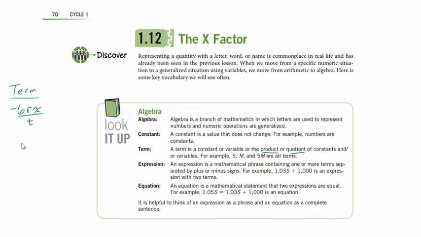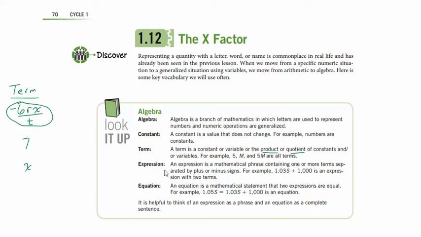If I have a constant like 7, that's a constant. If it's just a constant by itself, it's also a term. Okay, so a term is a constant all by itself, or a variable all by itself. Like if I just say x, that's a term. Or the product or quotient of constants and variables. Okay, so it could be more than one thing. Like this guy right here, 7, that's a constant and a term. X is a variable and a term. This is just a term. It's not a constant or a variable. It's the product or quotient of constants and variables.